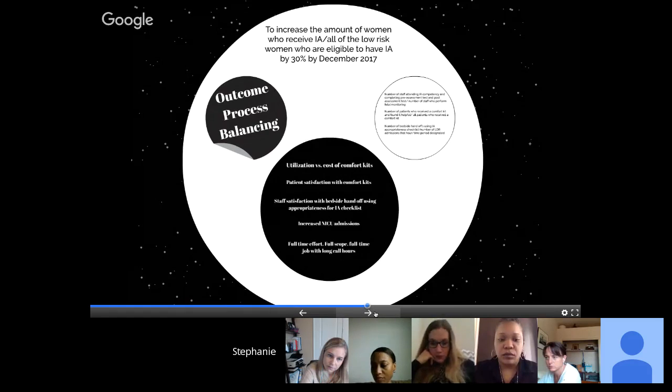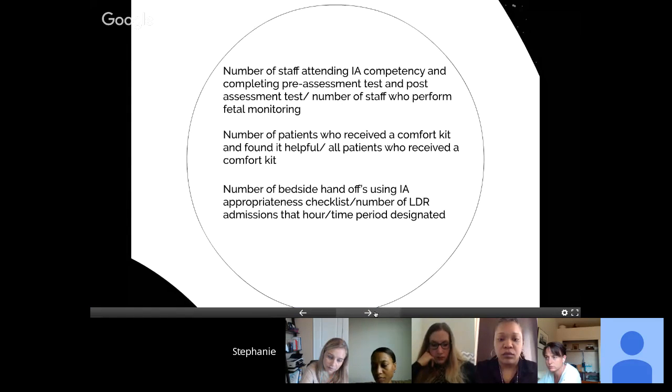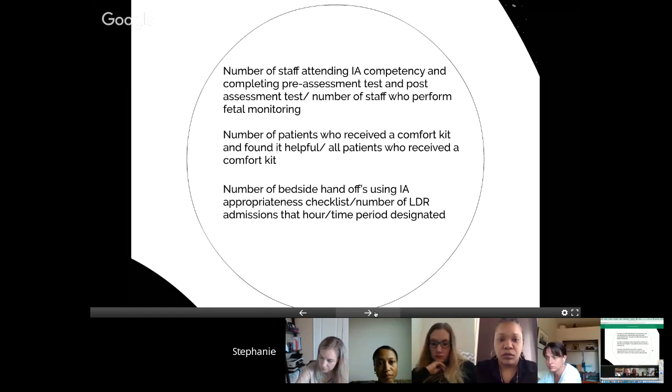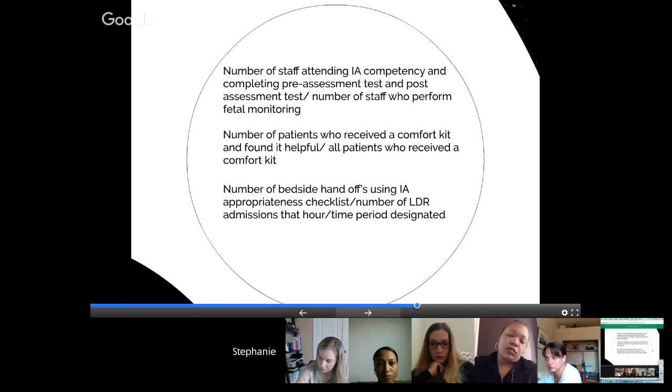The process has to do with staffing. We have to be able to train staff and get them not just trained, but competent to carry out intermittent auscultation. There are equipment issues that we need to deal with. There are patients who we can't just leave out in the breeze. We need tools that women can use in order to be successful with intermittent auscultation.